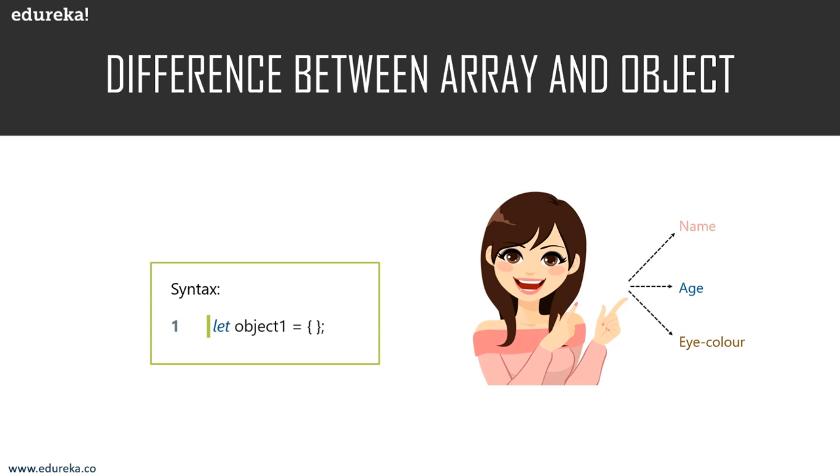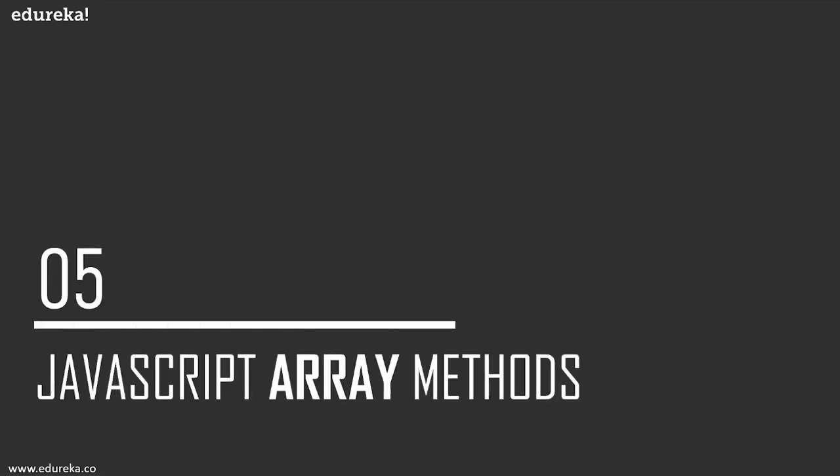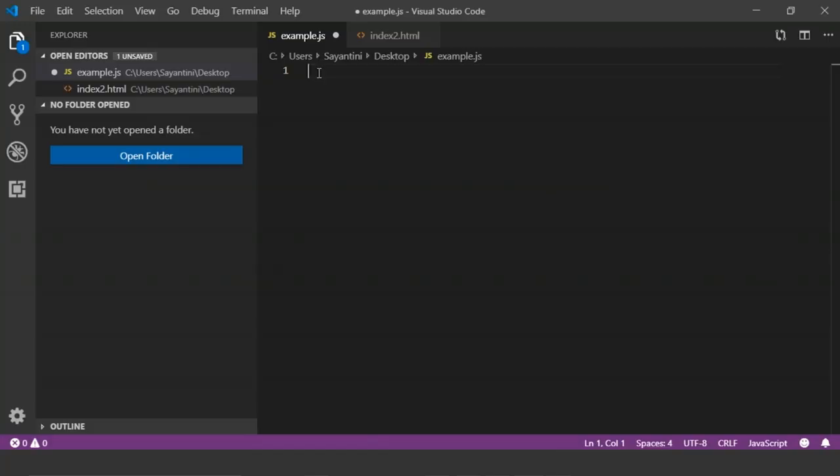So now that you know what JavaScript arrays are and how you can define them, and also the difference between array and object, let's move ahead and have a look at the different JavaScript array methods. And also let's have a look at what all we can do with the help of arrays while writing code in JavaScript. So first let's see how this array works.